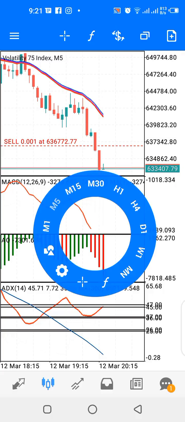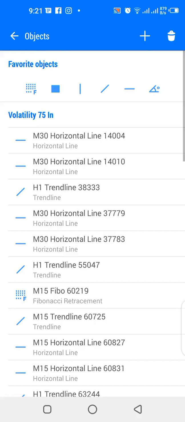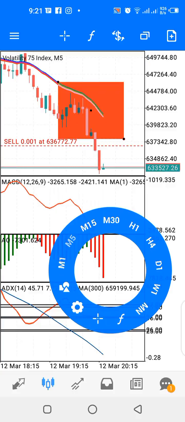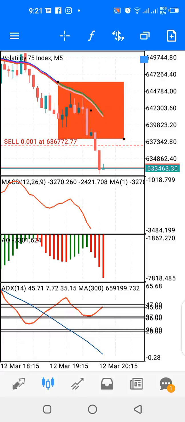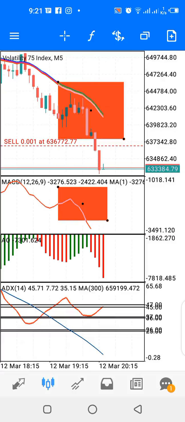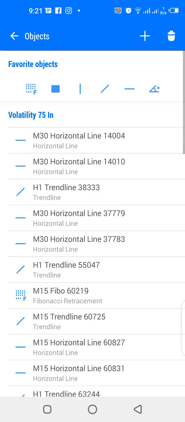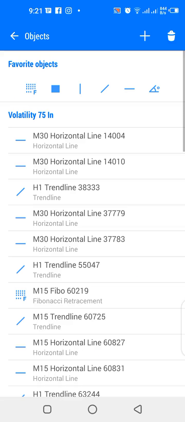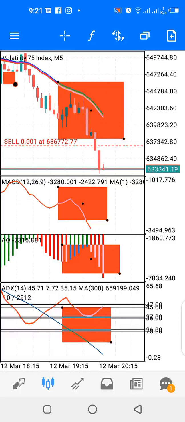I have the main window. This is my main window. I have indicator window 1. This is indicator window 1, indicator window 2. This is indicator window 2 and indicator window 3. This is indicator window 3.